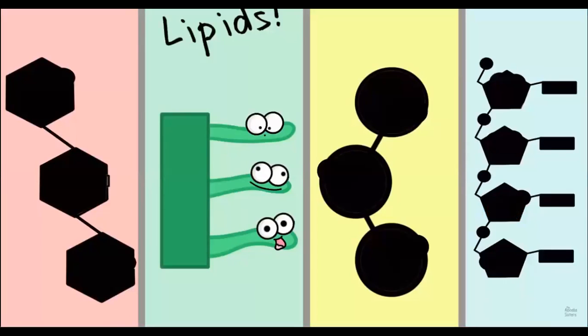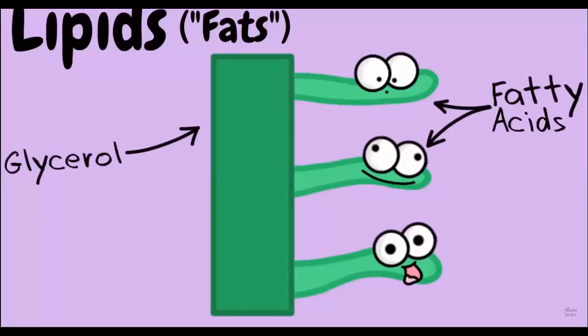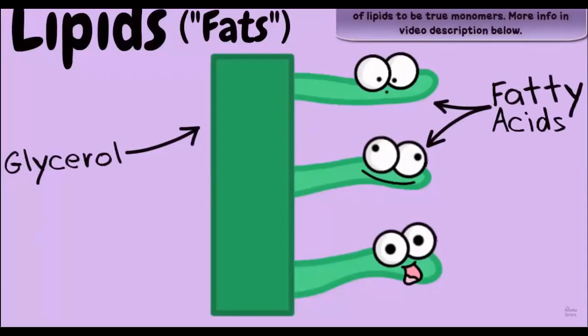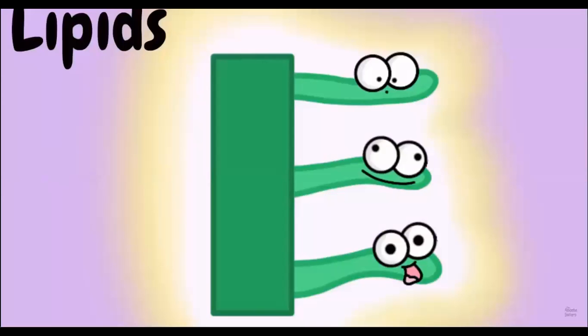Next one up is a diverse group known as lipids. Lipids are better known as fats, and they have 2 different types of building blocks. One type of building block is called a fatty acid, and the other type is called a glycerol. Now, examples of lipids include butter, oil, and cholesterol. Lipids, though, have a lot of great functions.